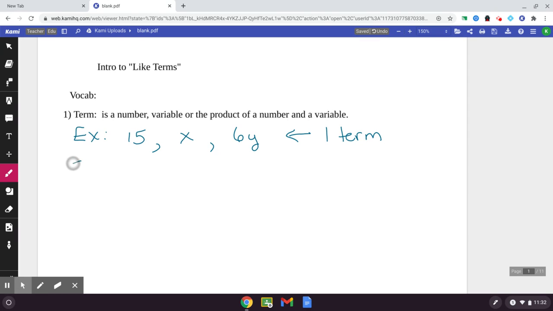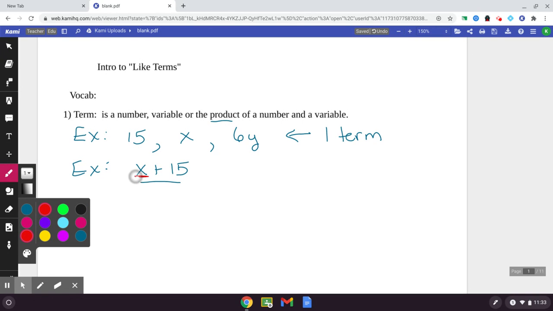Okay. Another example. Let's say I had X plus 15. Okay, well, a term, remember, is a number, a variable, or the product. This is not a product. So what this is an example of is actually two terms. Your X is one term because that's a variable. 15 is another term because it's a number. They're connected to each other with addition, not multiplication. So that's what separates this into what we call two terms.